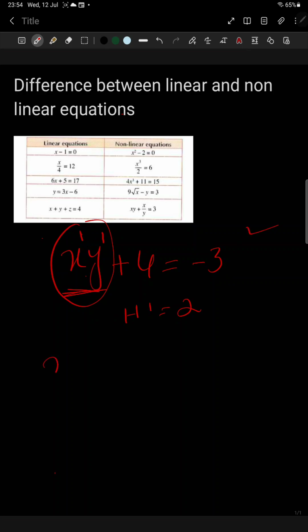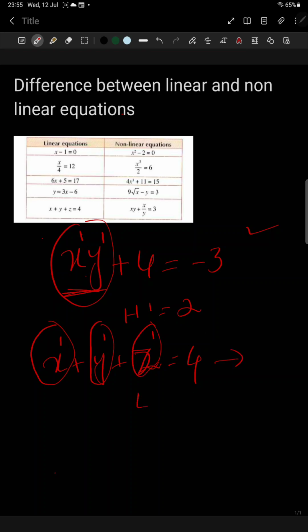On the other hand, if we have x plus y plus z equals 4, in this example we can see that x has the power 1, y has the power 1, z has the power 1, but these are separate terms. So the maximum power in each term is only 1. So it is an example of a linear equation. So we reach the conclusion that in a linear equation the maximum power of the variable in each term should be 1.